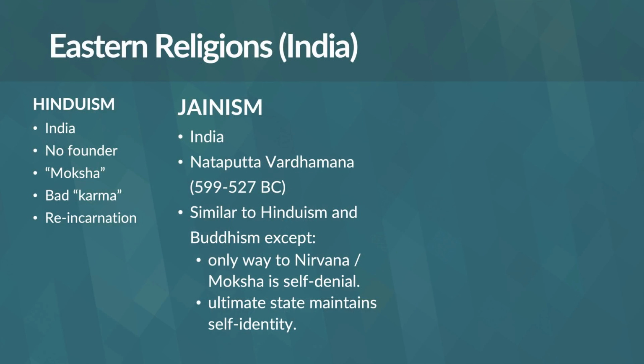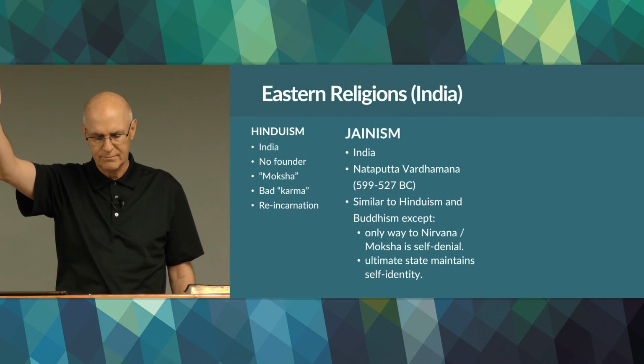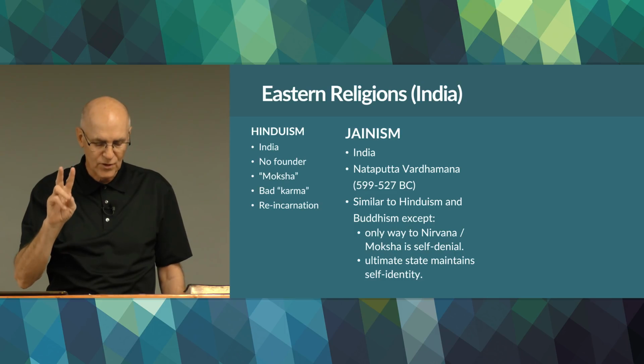Another Eastern religion, Jainism. Jainism began in India. The founder, Nataputta Vardhamana, did I get it? Vardhamana, that's it, Vardhamana, 599 to 527 BC. The main ideas in Jainism, well, Jainism is similar to both Hinduism and Buddhism in that the goal is moksha or nirvana. The difference, however, is twofold.